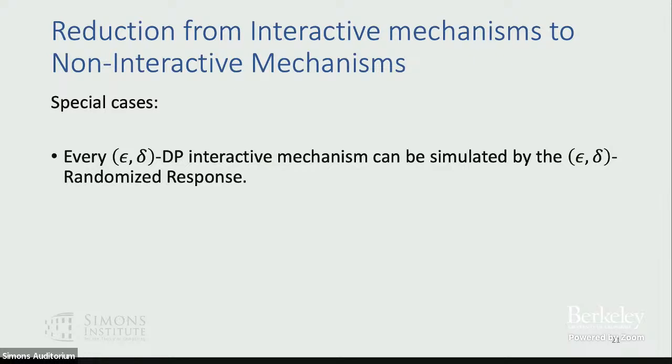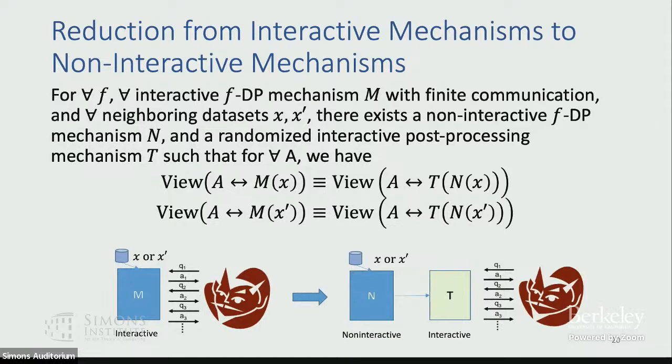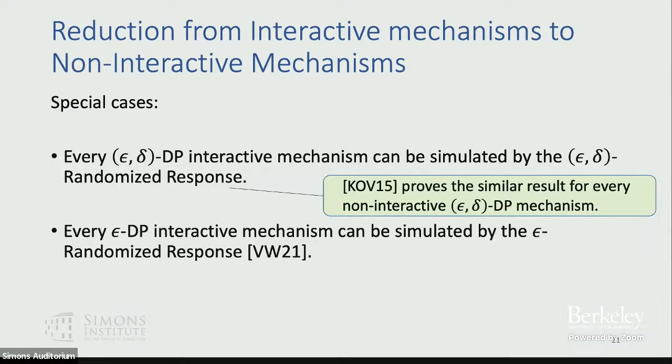We show that every epsilon delta DP interactive mechanism can be simulated by the epsilon delta randomized response. Christina introduced the randomized response earlier in the morning. In fact, the previous paper showed similar results, that every non-interactive DP mechanism can be simulated by the epsilon delta randomized response. But we extend them to the interactive mechanism. The challenge here is that T has to be universal, satisfying all possible adversary strategies, which is a major challenge for the interactive mechanism. And in the previous concurrent composition paper, they also showed that every epsilon interactive mechanism can be simulated by the pure DP randomized response.